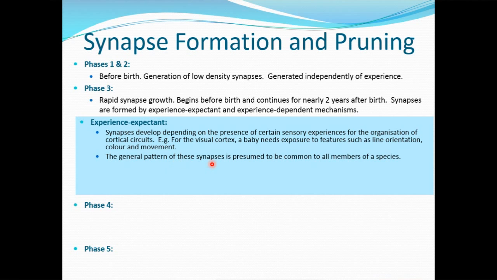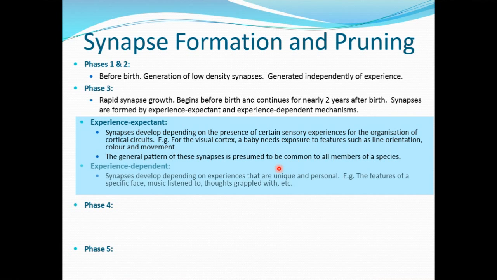And the general pattern of these synapses is presumed to be common to all members of species. So in human beings, the assumption is all babies, unless something has already gone wrong, have this experience expectant process. Then there's experience dependent.